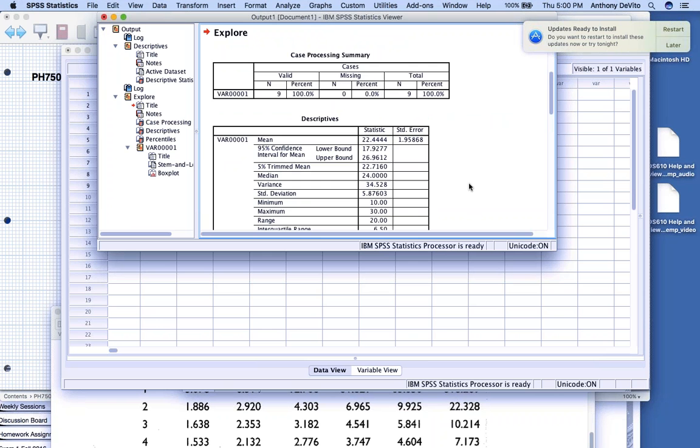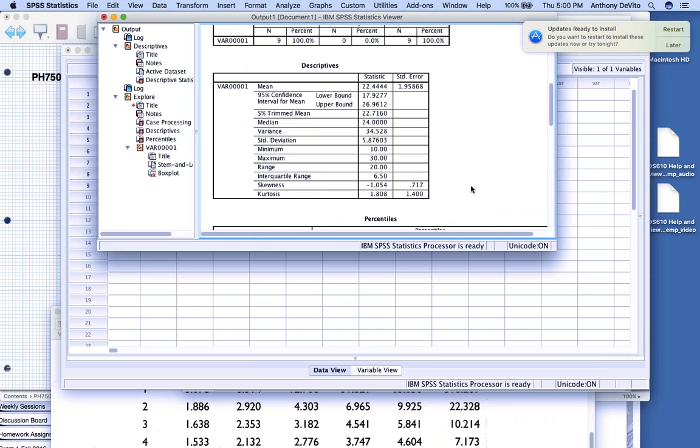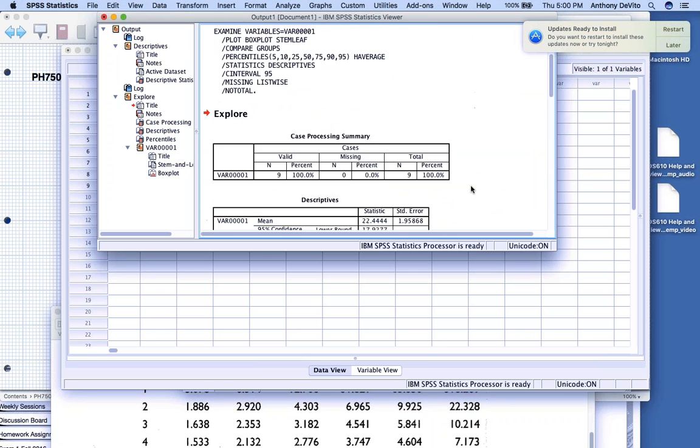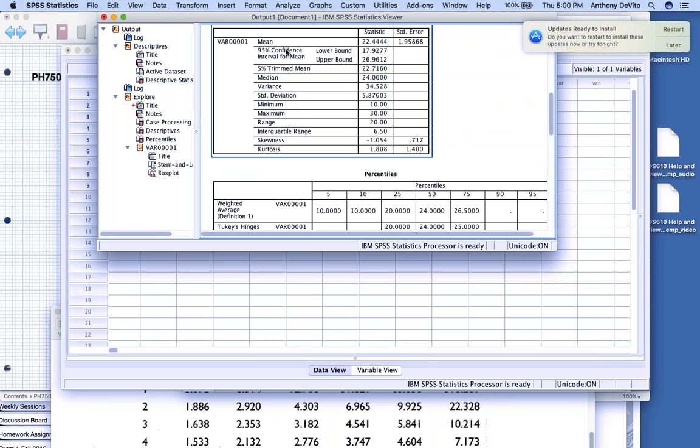Let's see what happens this time. Well, now I get what I just call a laundry list. It really is a laundry list of results here, right? So let's see what it told me. It told me that the mean is 22.444.